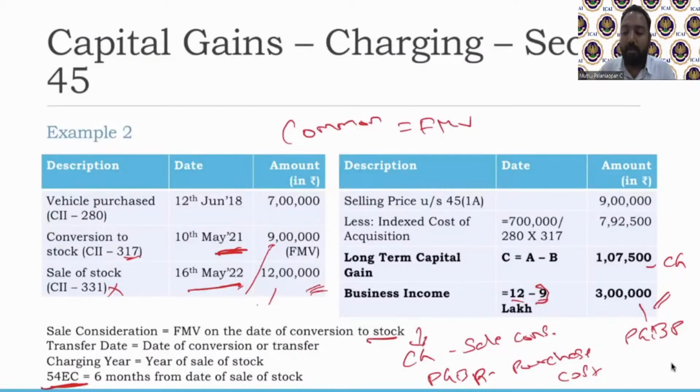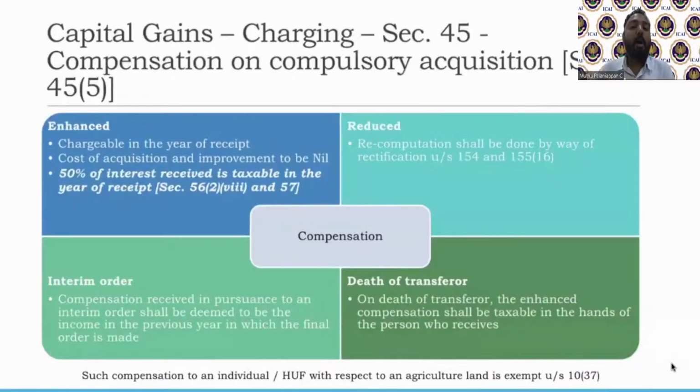Okay, so we'll move on to the next concept: compensation on compulsory acquisition. We already discussed compulsory acquisition, right? We spoke about an example of metro construction happening across the country, where the government might need a particular land. The government has complete rights in taking over your property, provided they settle you with some money.